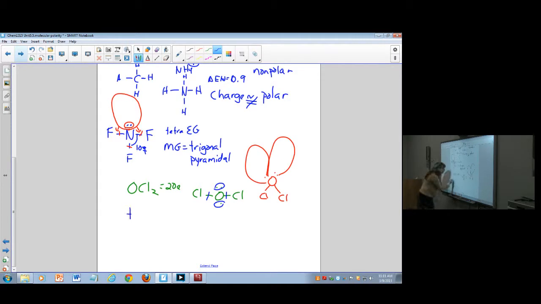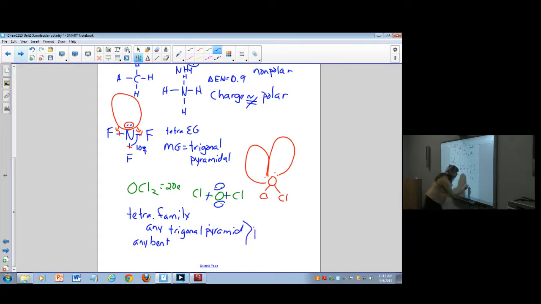And so, in the tetrahedral family, basically, any trigonal pyramidal and any bent is always going to be polar, always.